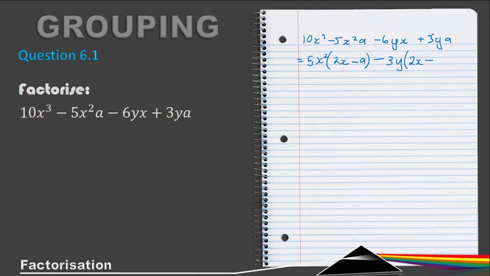And then we have, we took out the 3 and the y, so only a is left. And here we can see that we have our two identical factors. So we factorize that out as 2x minus a. And what is left is 5x squared minus 3y.